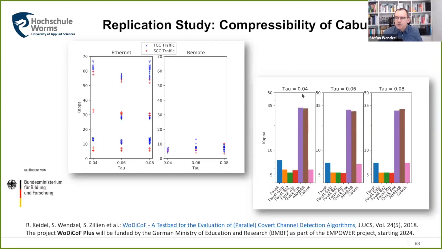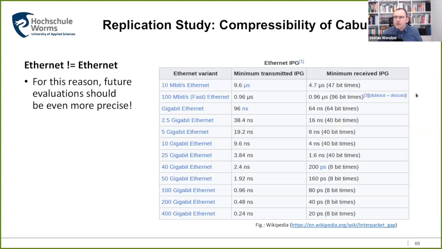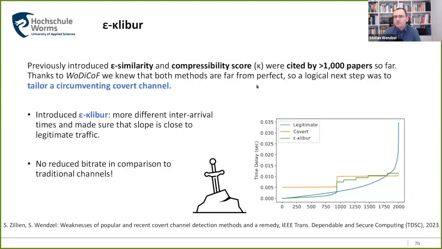So the tau value is, in this case, a configuration parameter for the covert channel. Essentially, it's the inter-packet gap in seconds for the 0-bit, and the 1-bit signal would be 2 tau. Turned out Ethernet is very different in terms of the minimum transmitted inter-packet gap, and this influences these kappa values a lot. And so we came up with something new. We thought, and that was just published this year, it's still early access.